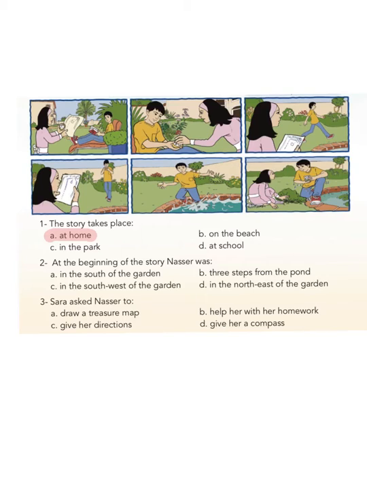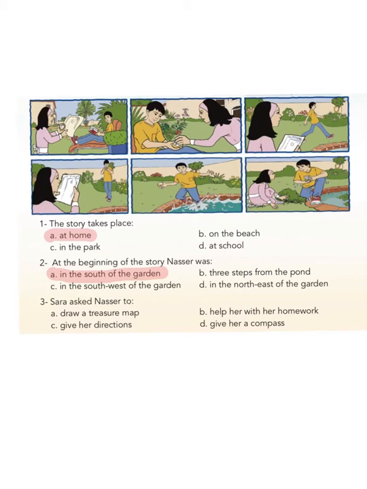Number 2. At the beginning of the story, Nasser was A. In the south of the garden. B. 3 steps from the pond. C. In the southwest of the garden. D. In the northeast of the garden. Excellent. It's A. In the south of the garden.